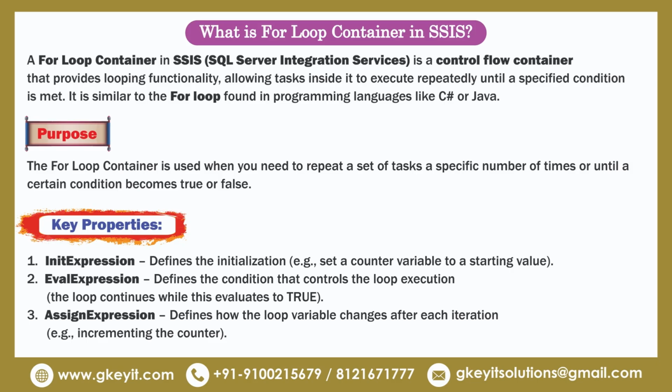Purpose: the for loop container is used when you need to repeat a set of tasks a specified number of times or until a certain condition becomes true or false. There are key properties. First one would be initial expression. It defines the initialization, that is, set a counter variable to a start value. Evaluation expression defines the condition that controls the loop execution. The loop continues while this evaluates to true. Assign expression defines how the loop variable changes after each iteration. That means incrementing the counter. Let us see these things practically in SSIS.